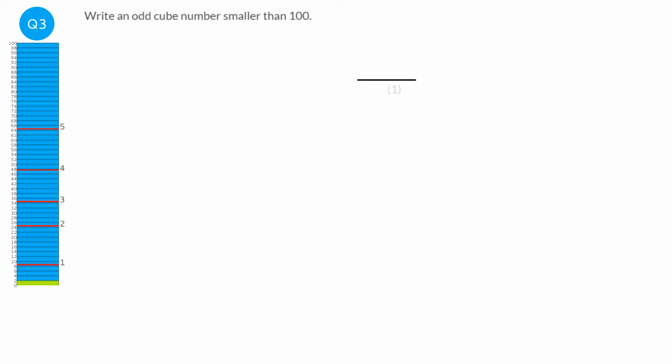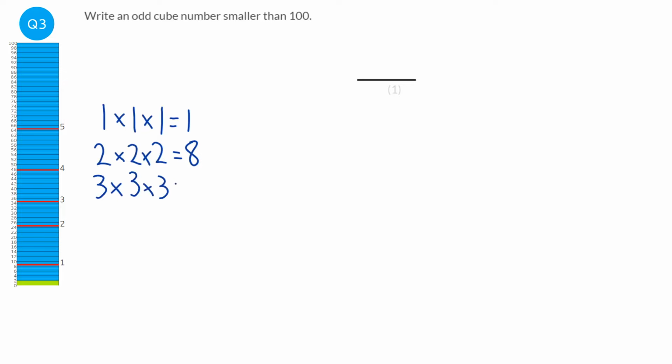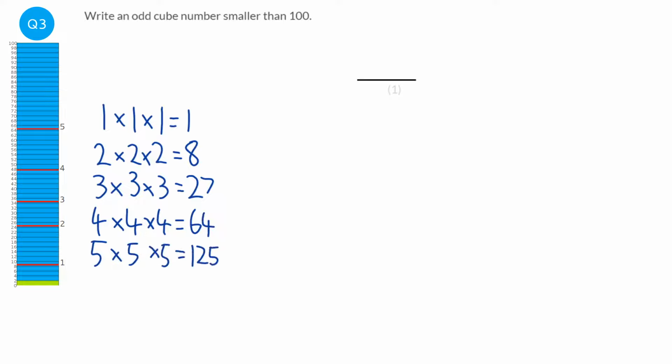So we need to first of all understand what a cube number is. A cube number is the answer when you take an integer, or whole number, and multiply it by itself 3 times. So 1 times 1 times 1 is 1, 2 times 2 times 2 is 8, 3 times 3 times 3 is 27, 4 times 4 times 4 is 64, and 5 times 5 times 5 is 125. So 1, 8, 27, 64, 125 are all cube numbers, and it goes on forever.